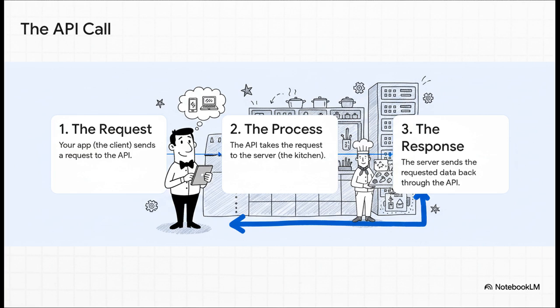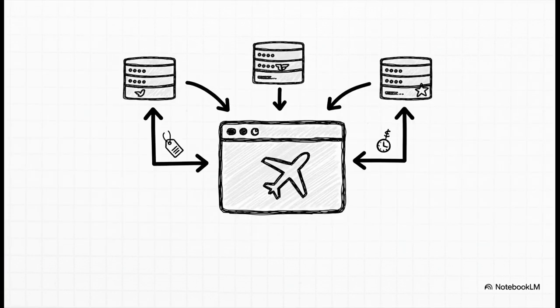A request goes out, a response comes back. And once you know what to look for, you start seeing this pattern absolutely everywhere. Think about a travel site like Expedia or Kayak. They don't own any airplanes.